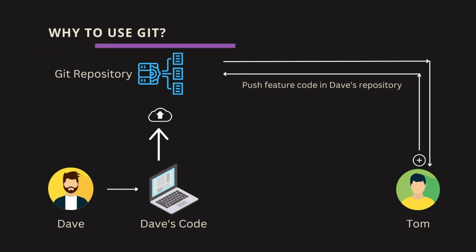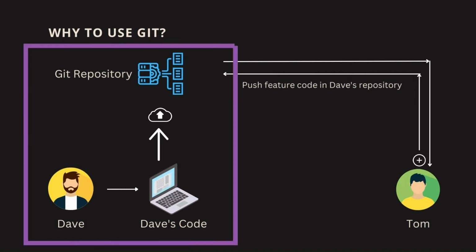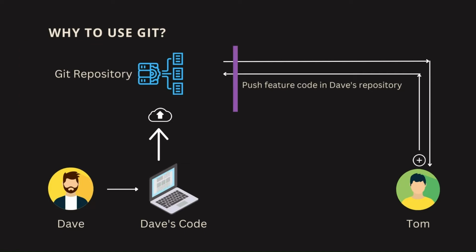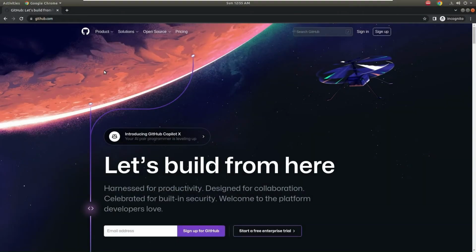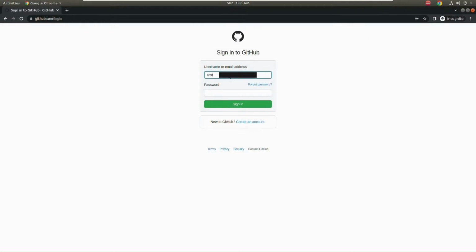In this video, I will only cover this highlighted part. We will discuss other parts and advanced Git in upcoming videos. Let's see in action how Git works. I will be using GitHub as my remote Git repository. Sign into your GitHub account. If you don't have an account, sign up for one.